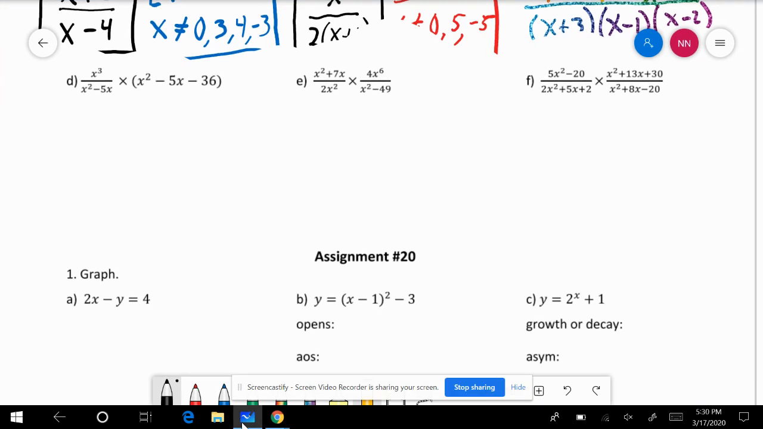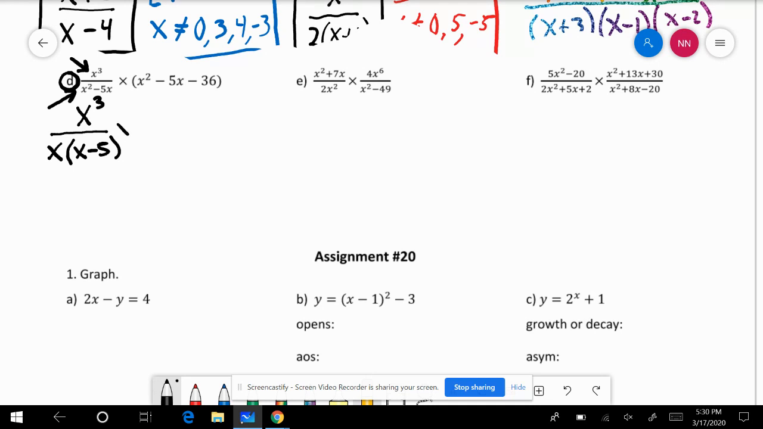Now what we're going to do is look at D, E, and F. When we're looking at letter D, the first thing we're going to do is look and see a monomial. So we're going to keep that, x cubed. Now for the second one, we see that we have a binomial. They have an x in common, so we're going to factor out the x and put an x minus 5.